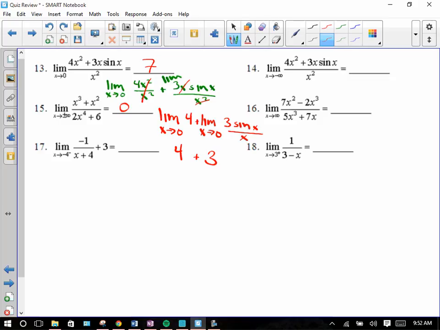Alright, now you look at number 17, it says the limit as x approaches -4 from the left, from the left, of -1 over x plus 4, plus 3. Okay?